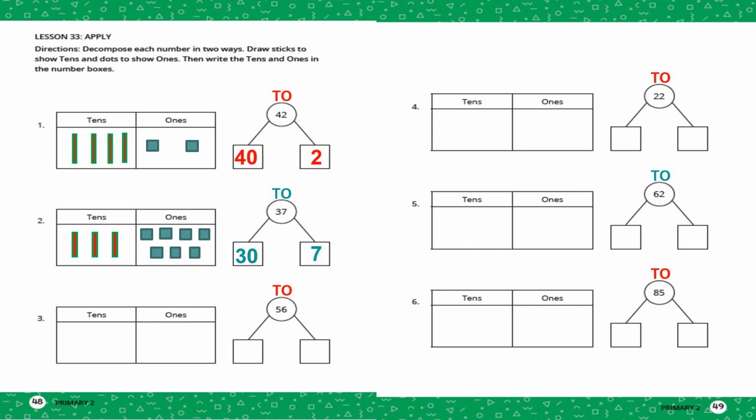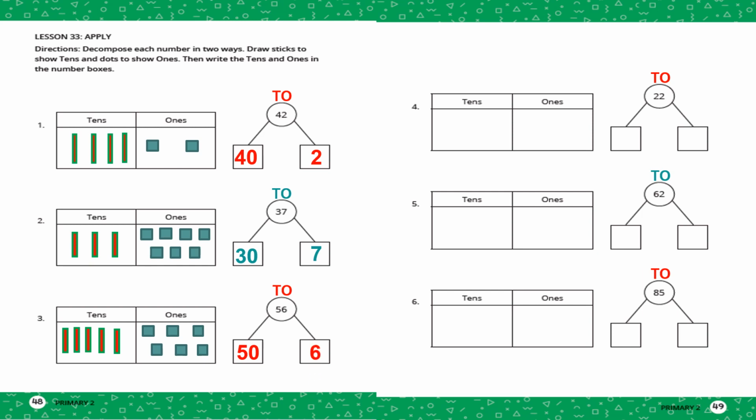Number 3, 56. Let's draw sticks in tens, small squares in ones. How many numbers do we have in tens? 5. So we will draw 5 sticks in tens box. How many numbers do we have in ones? 6. So we will draw 6 small squares in ones box. Let's decompose 56. 5 in tens, it will be 50. 6 in ones, it will be 6 as it is.